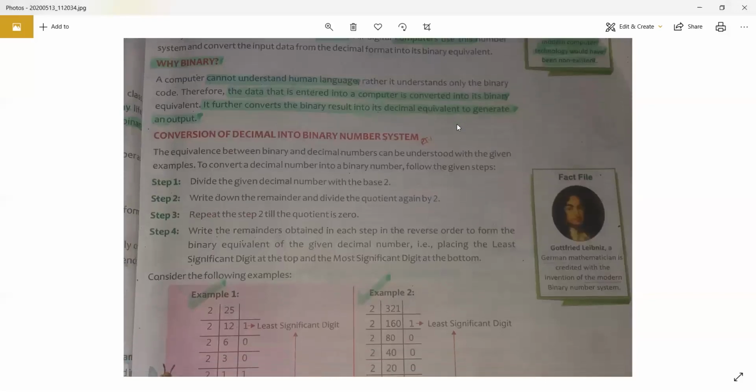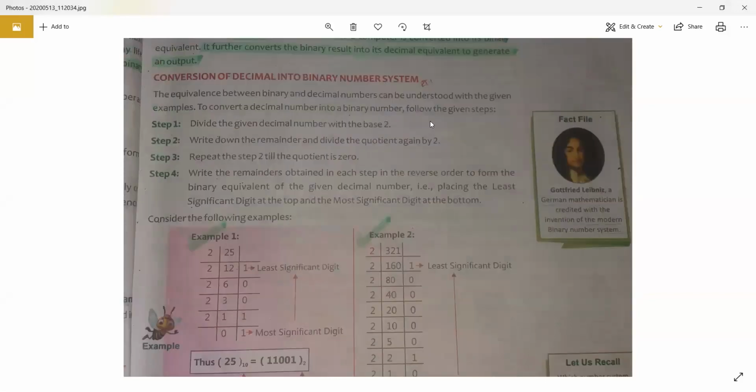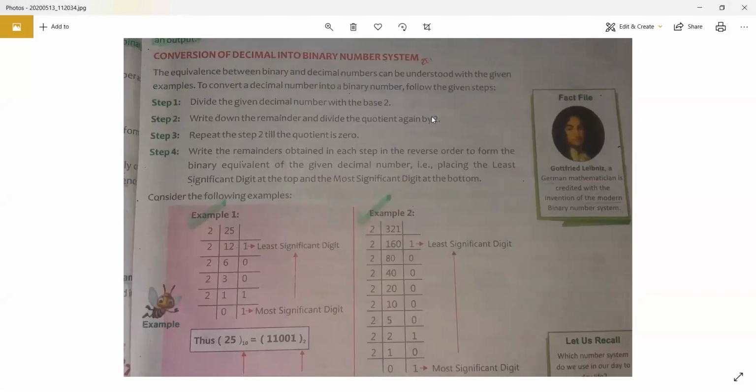After understanding why we are using this, we have to understand the conversion of any decimal number into the binary number system. Because any number, suppose you are using 2 multiplied by 2 in your computer, how is the computer going to see the digit 2? You have to understand this conversion.